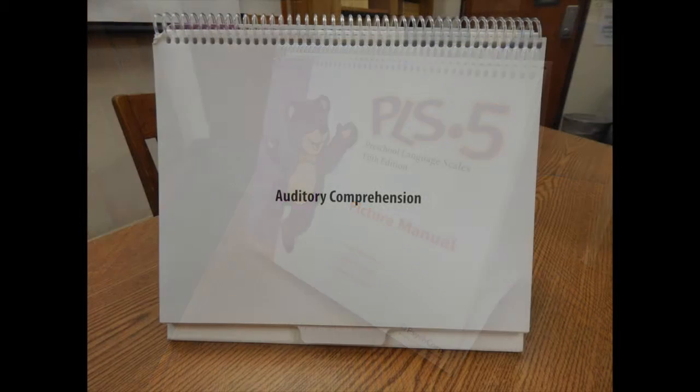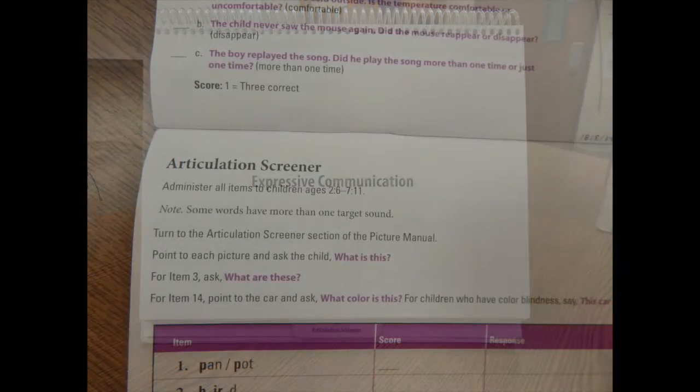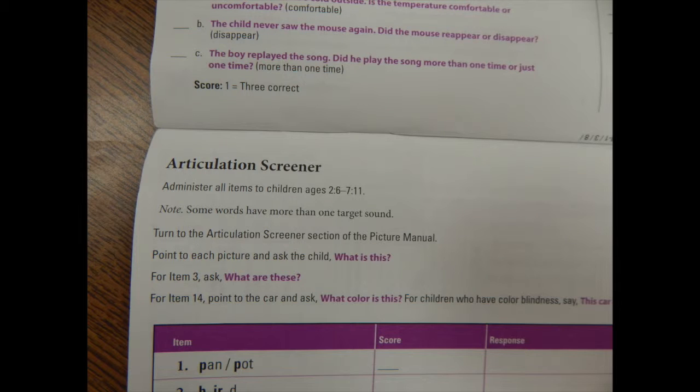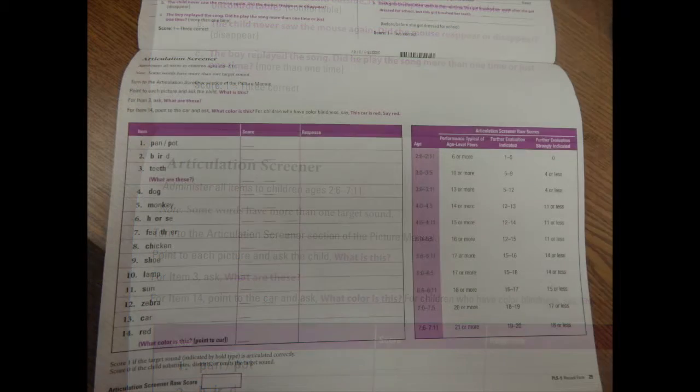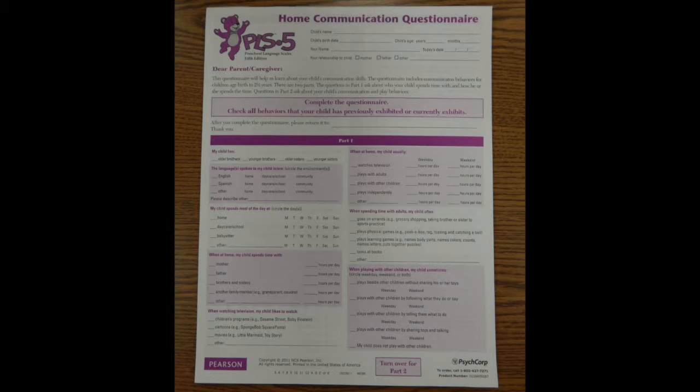There are 2 subtests, auditory comprehension and expressive communication. There is an optional 3rd test, the articulation screening, that is only used if the clinician notices errors in speech production. The home communication questionnaire includes questions that focus on how a child's receptive and expressive language skills, as related to the PLS-5 tasks, are demonstrated at home and in preschool or daycare settings. The questionnaire is completed by caregivers of children ages birth to 2 years 11 months.